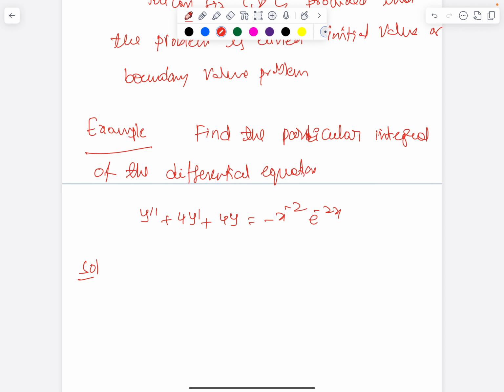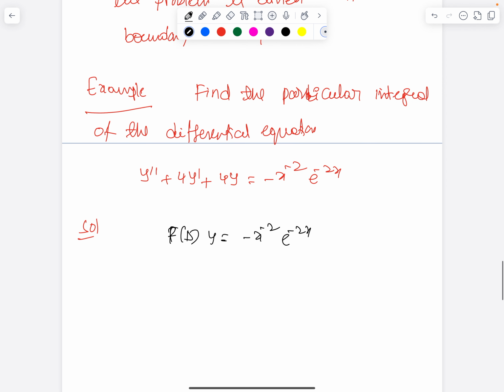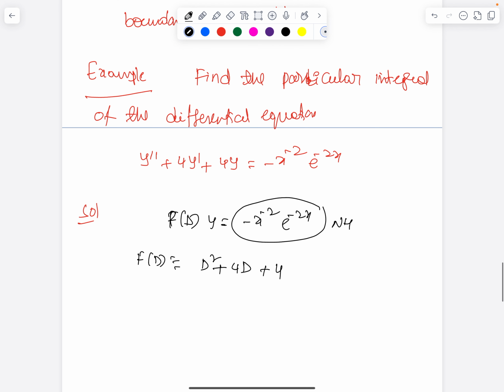Example: find the particular integral of the differential equation. Here I am not solving any homogeneous part, I am just considering the non-homogeneous part, that is capital F of D into y is equal to f of x, the non-homogeneous term. So, here F of D is something like D squared plus 4D plus 4, which you can write equivalently as (D plus 2) whole squared.